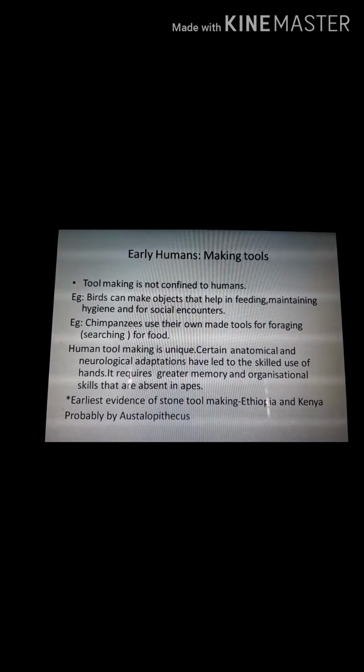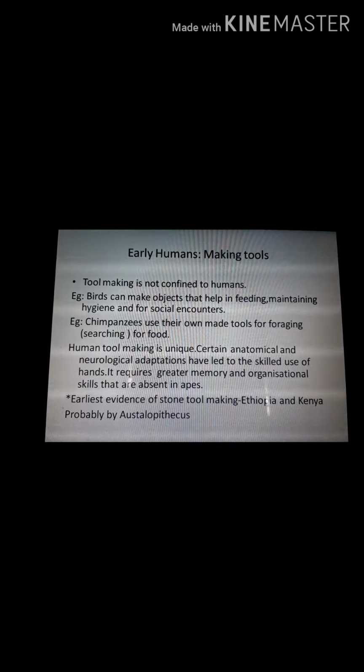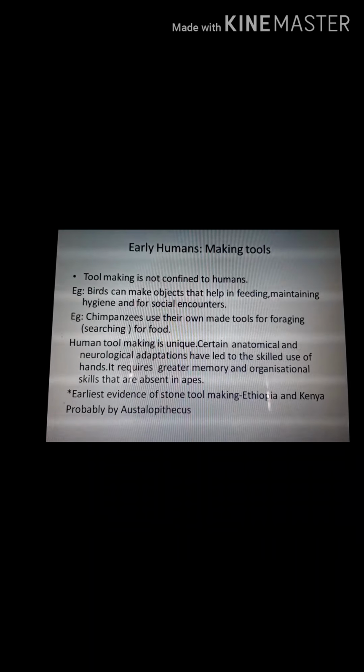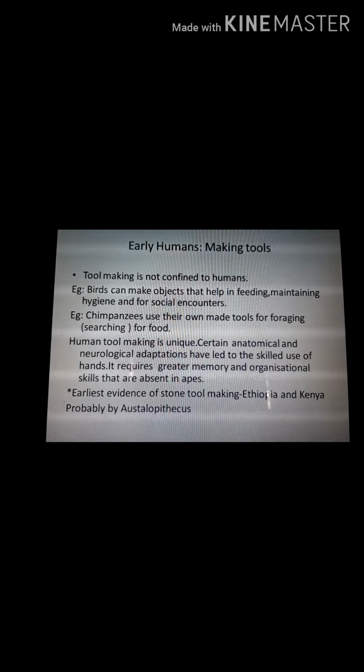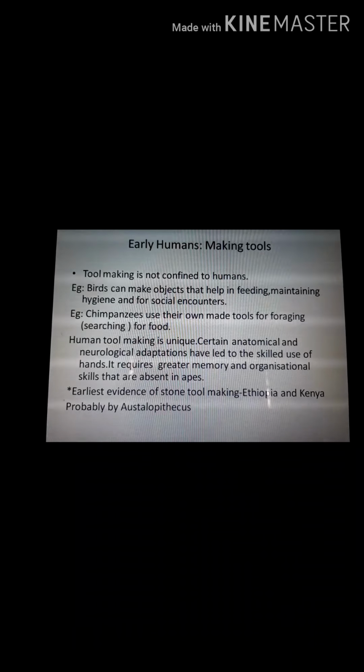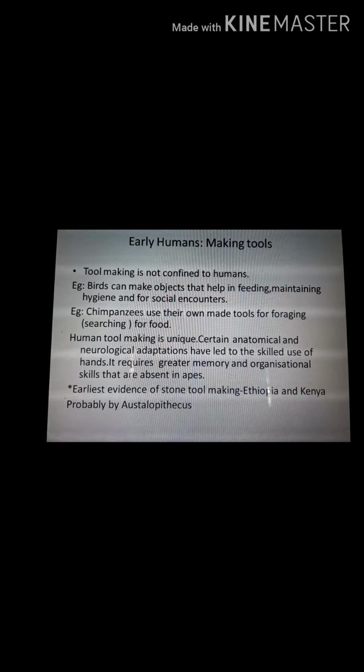Early humans and the making of tools. Tool making is not confined to humans. Even birds can make objects that help in feeding, maintaining hygiene, and also for social encounters. Even chimpanzees use their own made tools for foraging of food. Human tool making is unique because certain anatomical and neurological adaptations have led to the skilled use of hands. It requires greater memory and organizational skills that are absent in the apes.